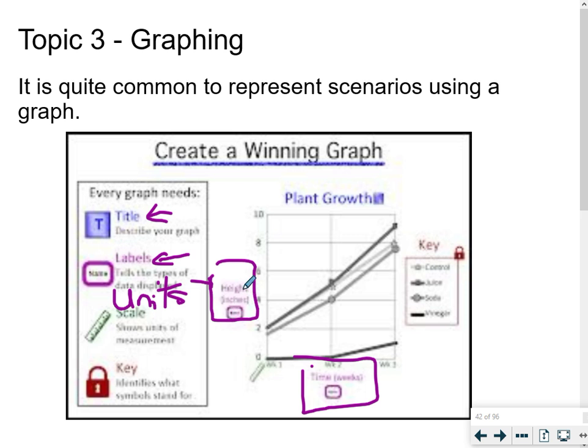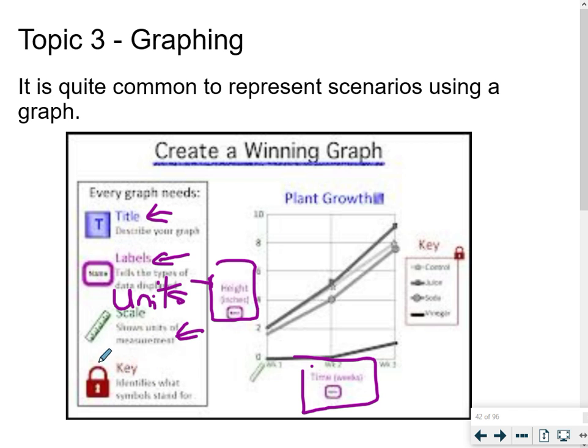So yeah, over here, that's height. Oh, that was height in inches, isn't it? And this is time in weeks. But do you guys get what I'm saying here? We need to have some sort of labels. The last thing we need to have for sure is a scale. By scale, I mean you should have some numbers along the edges like 0, 2, 4, 6, 8, 10, 1, 2, 3. If you don't put some numbers along the side, it really doesn't mean much.